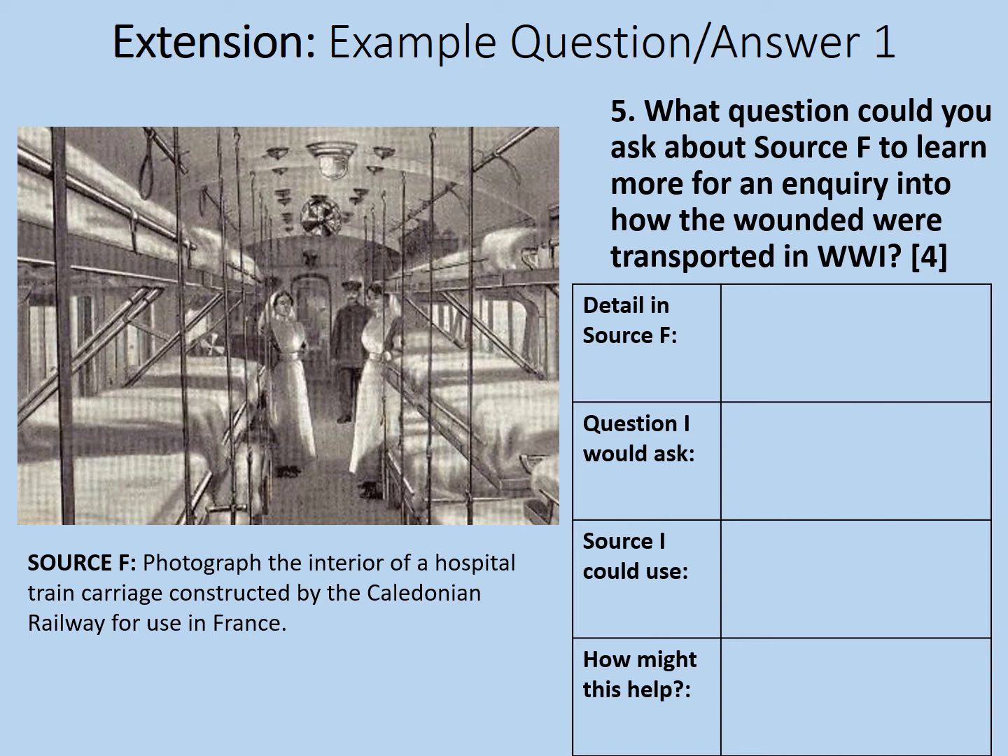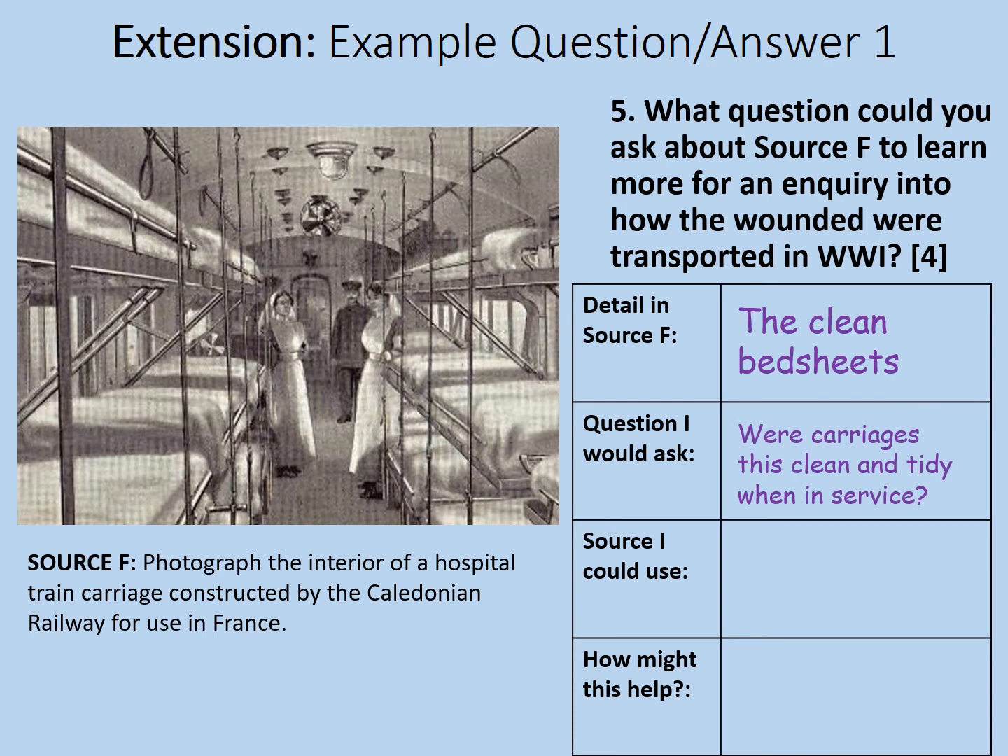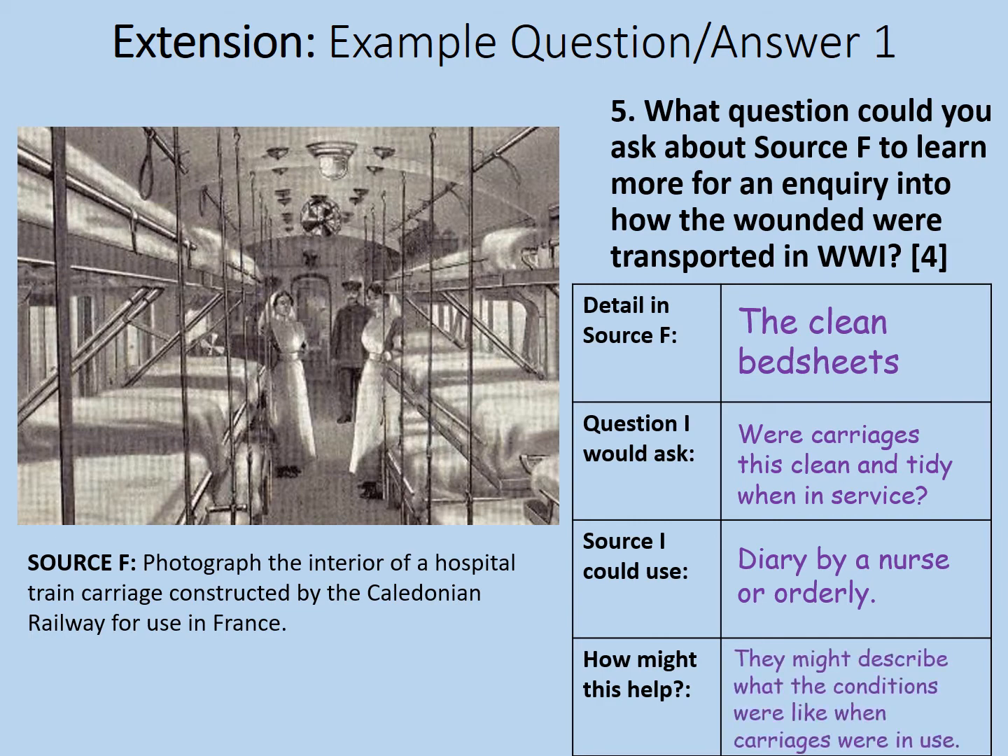So here's how I might answer this question, and there's a virtually infinite number of ways that you could actually approach this. The detail in source F that personally I would pick up on is the clean bed sheets. The question I would ask is, were carriages this clean and tidy when in actual service? A source I could use might be a diary by a nurse or an orderly. Remember that one of our sources was actually a diary entry from a nurse, so we know that such things existed. This might help because they might describe what the conditions were like when the carriages were in use.